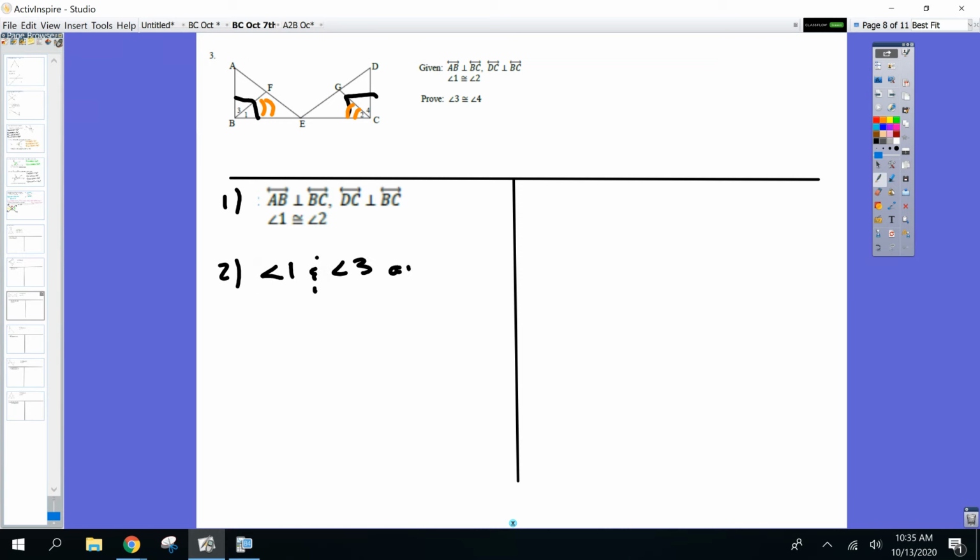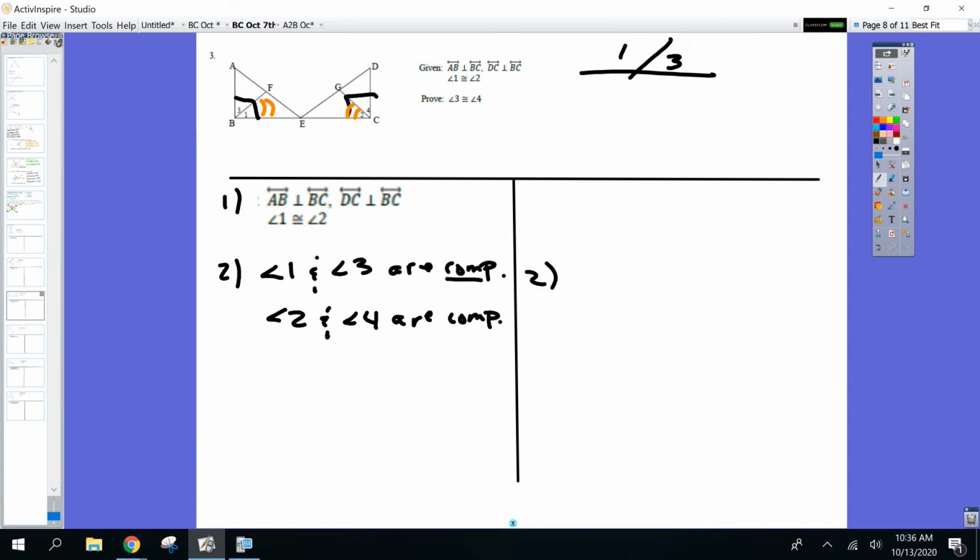Angle 1 and 3 are complementary. Angle 2 and 4 are complementary. How'd you know that, Luke? Just tell me in your own Luke words. How'd you know they were complementary? ABE is a right angle, and 3 and 1 are linear pairs. Oh, no, they're not linear pairs. Linear pairs would look like this. That's linear pairs. They're supplementary.